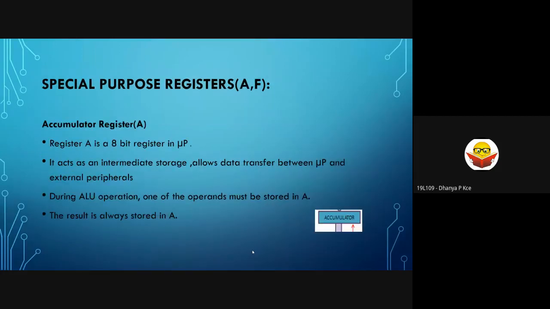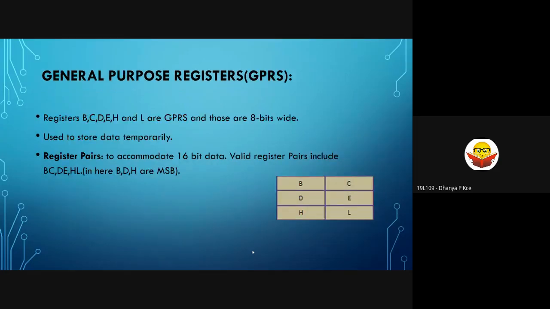Next one, special purpose register. Now we have discussed general purpose registers, which are used to store data. They do the normal work which registers do. They don't have any additional functionalities. That's why they are categorized as general purpose registers. They can store data, that's all, 8 bits of data at a time. And they can be grouped together, namely BC, DE, and HL, the 3 valid register pairs available in the 8085 microprocessor.